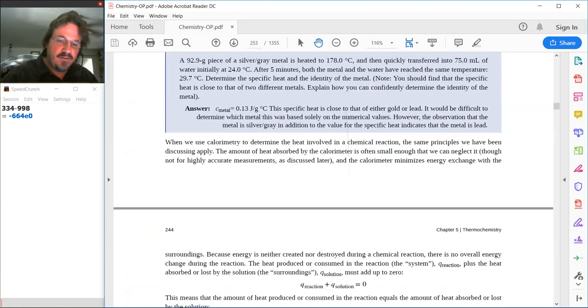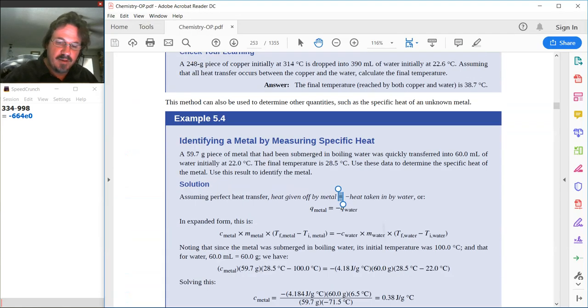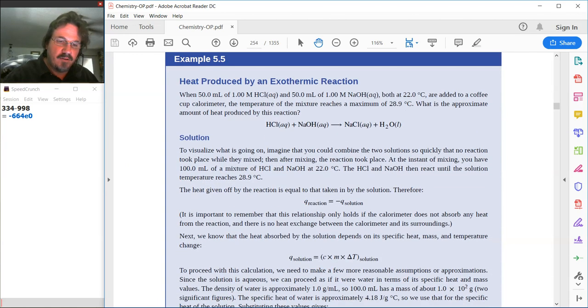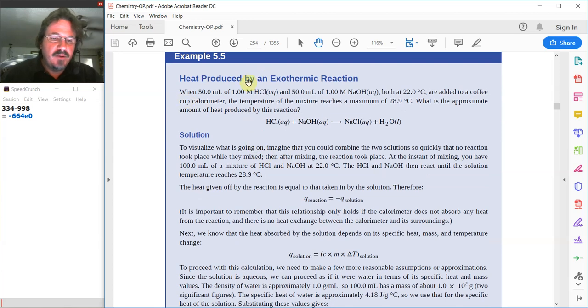Example 5.5. Example 4, same kind of a thing. Q equals Q. Okay, 5.5 though. Here's what I want to look at now. 50 milliliters of 1 molar HCl solution, hydrochloric acid, in water. There's its concentration, 1 mole per liter.